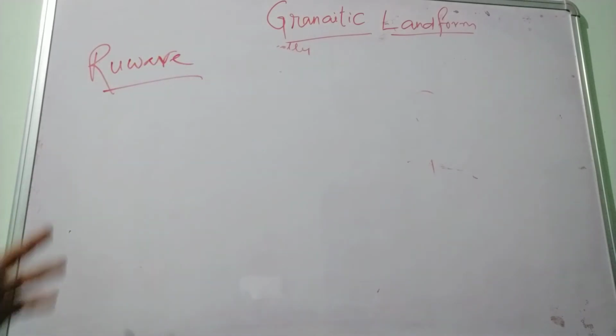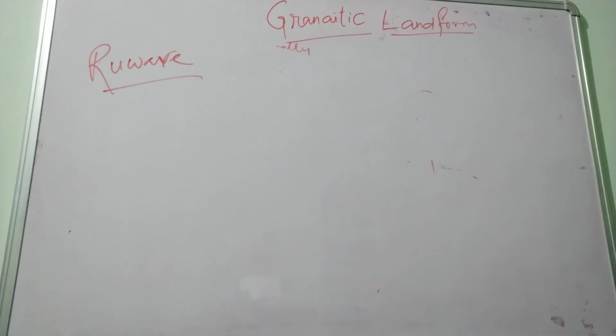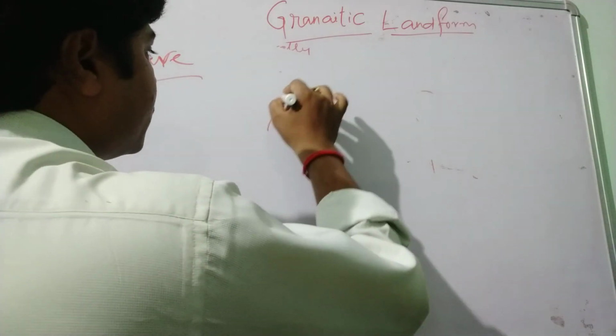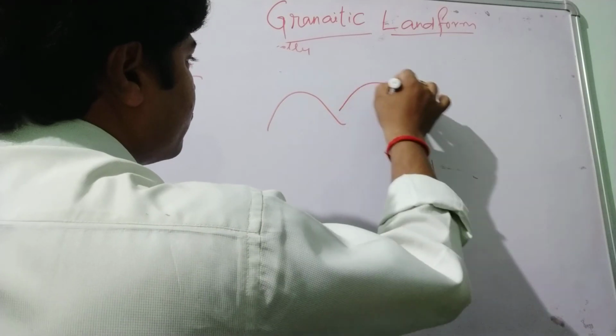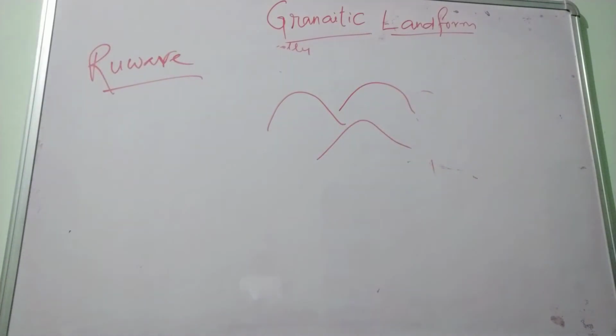Ruware, or whalebacks, are domes which possess a smooth convex surface and are low domes. They are incipient inselbergs from the early stage of development.